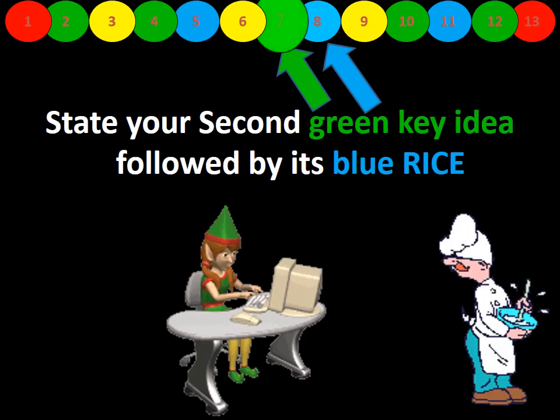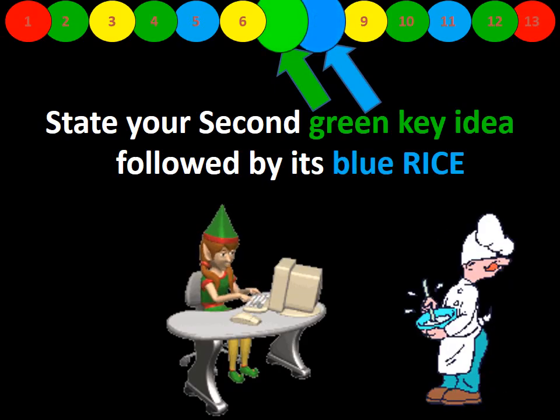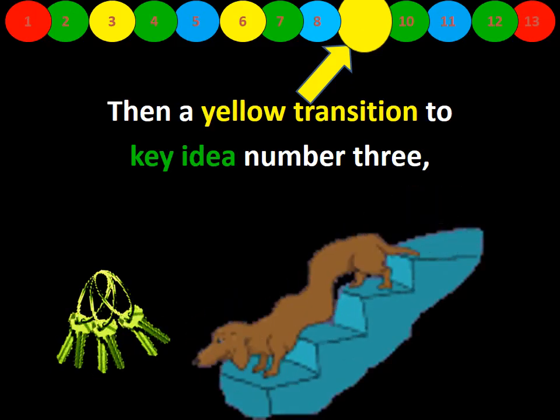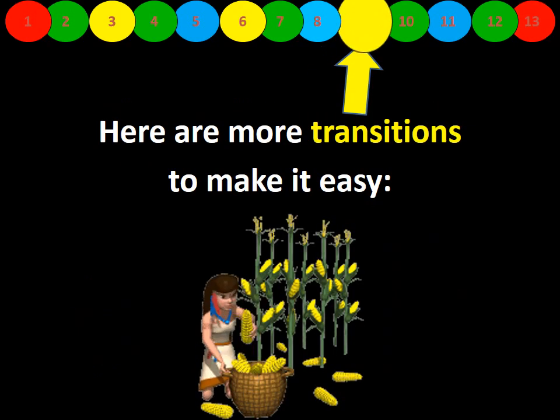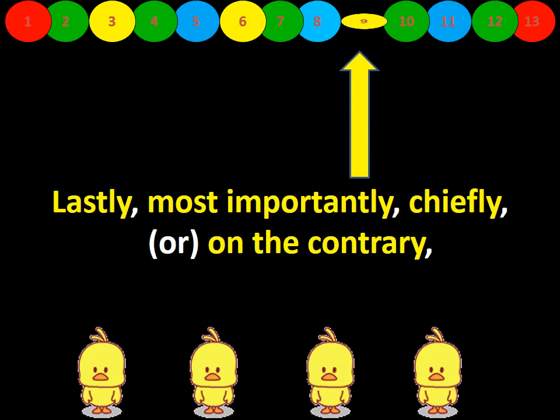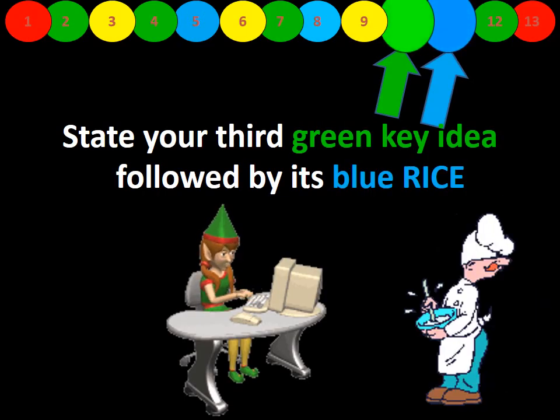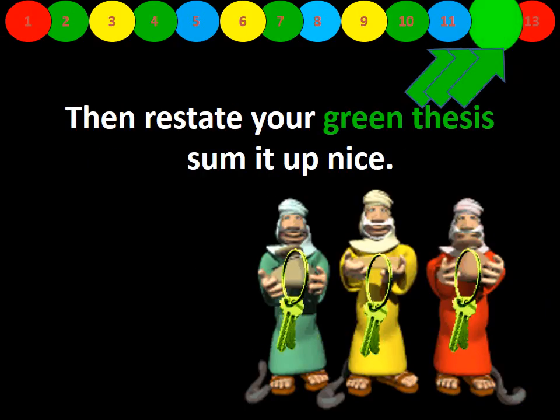Great structure, great advice. State your second green key idea, followed by its blue reason. Then a yellow transition to key idea number three. Here are more transitions to make it easy. Lastly, most importantly, finally, or on the contrary. State your third green key idea, followed by its blue reason.